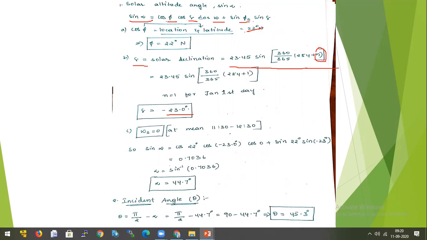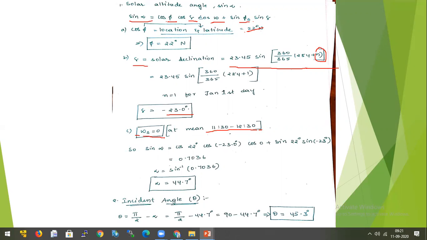Solar altitude angle. Here omega means the hour angle. At this time, 11:30 to 12:30, it is called the mean time. In Indian Standard Time, IST, we call 11:30 to 12:30 the mean time. At this point, omega s, or omega, will be equal to 0.